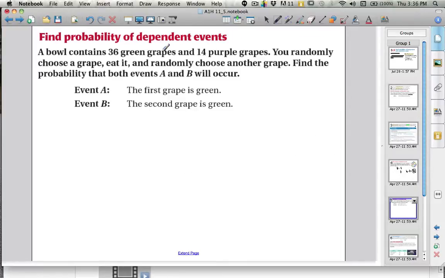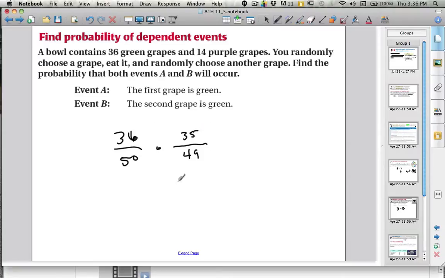A bowl contains 36 green grapes and 14 purple grapes. I randomly choose a grape, eat it, and then randomly choose another grape. Find the probability that both A and B will occur. Well, this is going to be a dependent event. So if the first grape is green, there's a total of 50 grapes. So the probability of the first grape being green is 36 out of 50. And the second grape, well, there aren't 50 grapes anymore. I ate one. There are only 49. And there aren't 36 green grapes anymore, there are 35.